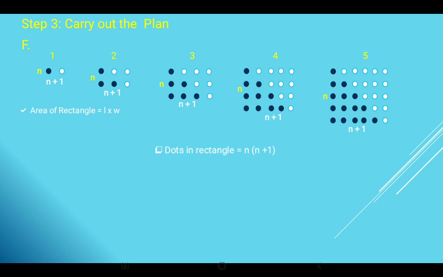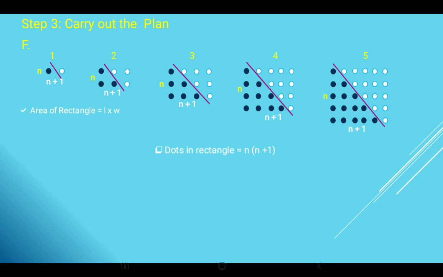Ngayon, paano naman using the formula getting the number of dots in the rectangle, paano natin makukuha yung formula to get the number of dots in a triangular number? So, ang gagawin po natin, hahatiin lang po natin yung rectangle.